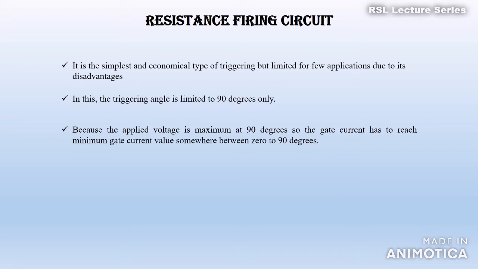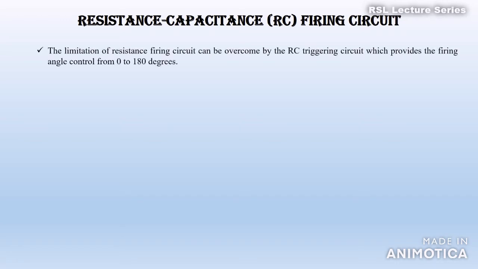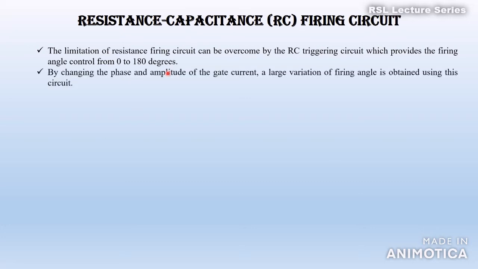Next we'll see resistance capacitance firing. The limitations of the resistance firing circuit can be overcome by this RC triggering circuit. In this triggering circuit, we can vary the control angle, that is the firing angle, from 0 to 180 degrees. By changing the phase and amplitude of the gate current, a large variation of the firing angle can be obtained by using this RC firing circuit.